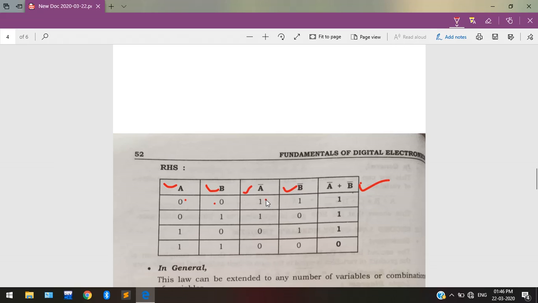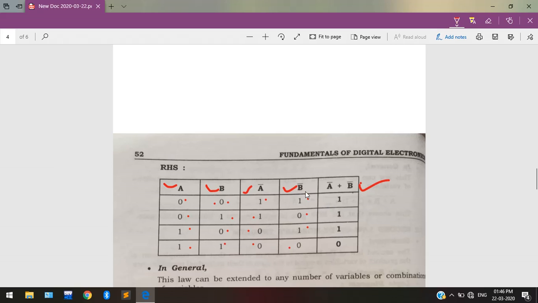Whenever we keep A as 0, then A bar will be 1. Whenever we keep B equal to 0, then B bar is 1. So it is very simple, we have to complement both of the variables. Again A is 0, then A bar is 1, B is 1, then B bar is 0. A is 1, then A bar is 0, B is 0, then B bar is 1. Again A is 1, then A bar is 0, B is 1, then B bar is 0. So it is a very simple method of the NOT gate.